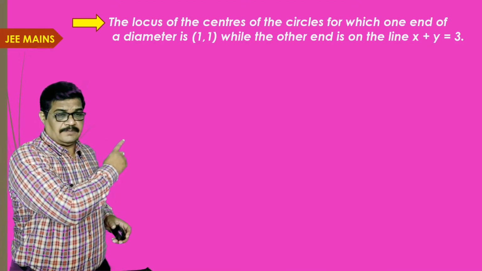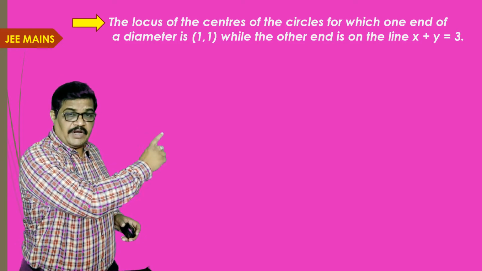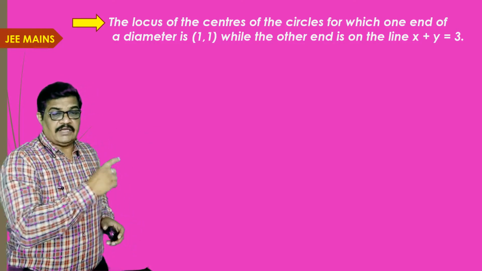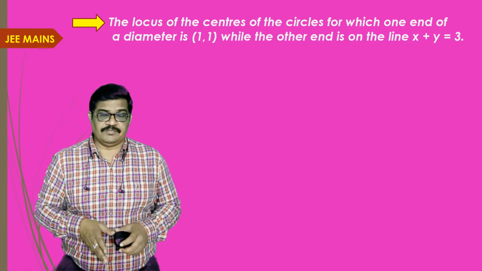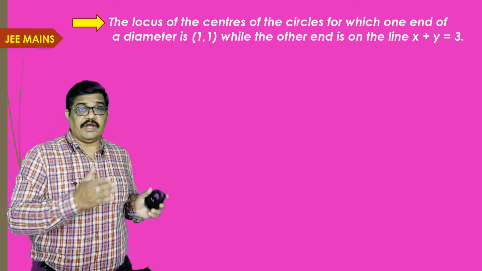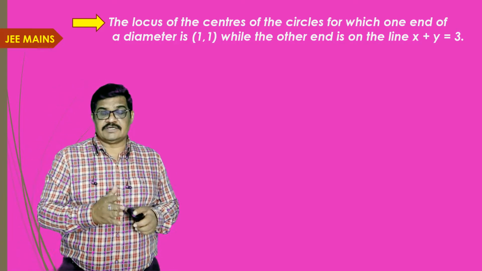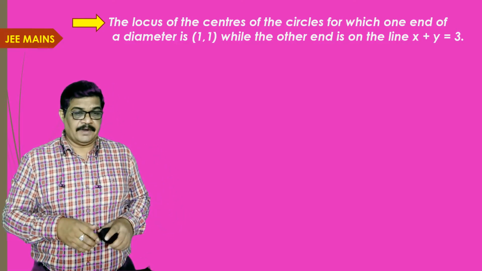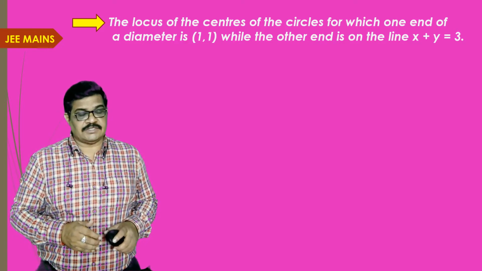The locus of the centers of the circles for which one end of the diameter is (1, 1) while the other end is on the line x plus y is equal to 3. Now we have to find the locus of the center of the circle.